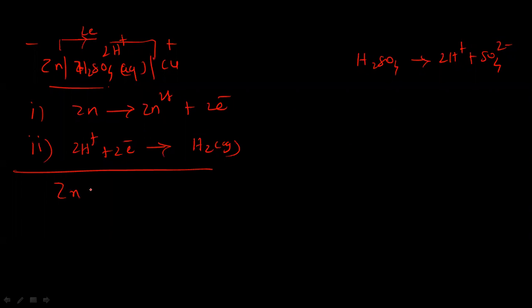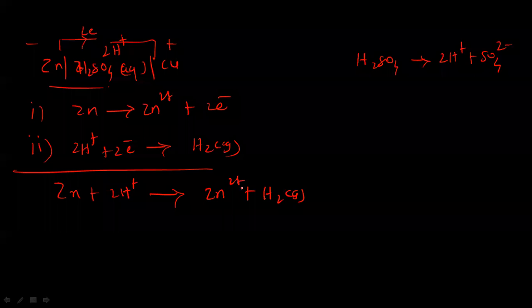So let us write the net cell reaction. Zinc metal reacts with two hydrogen ions, and there is a formation of Zn2+ ion and hydrogen gas. So let us see. The cell reaction is not reversed here.